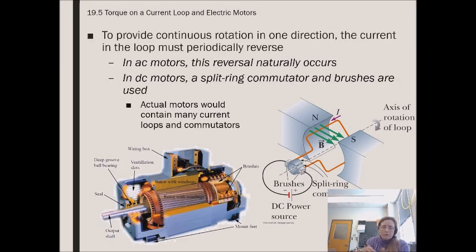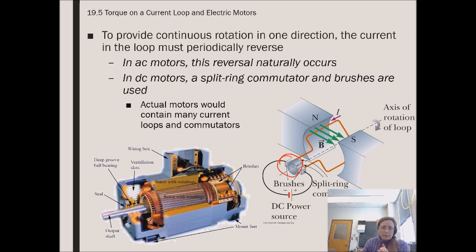Then we have two types of motors and generators. You have AC motors, which means alternating current, and DC motors. And basically, all you have to do is change this component, the commutator, in order to change it from an AC motor to a DC motor.